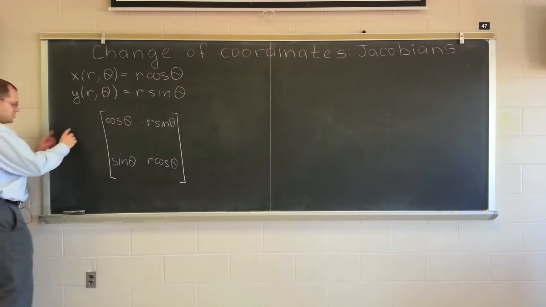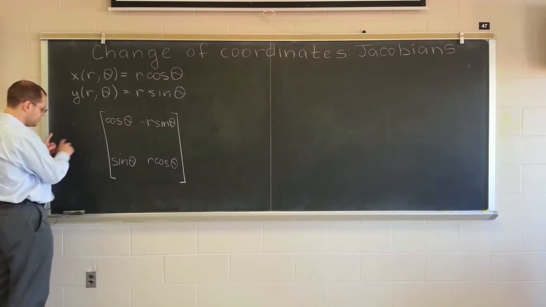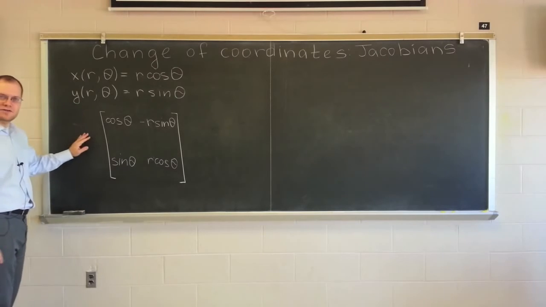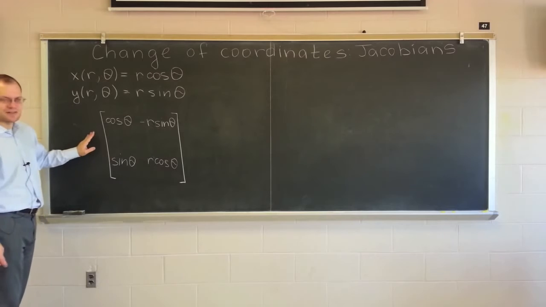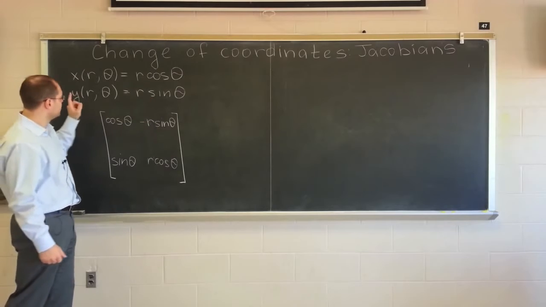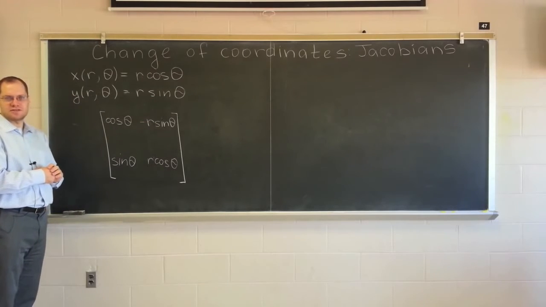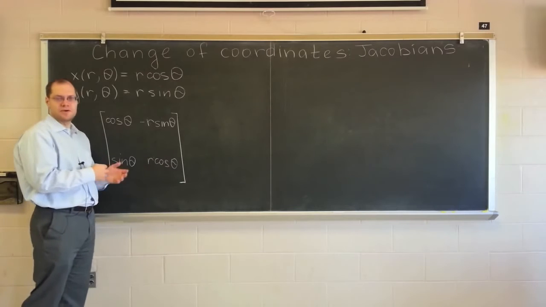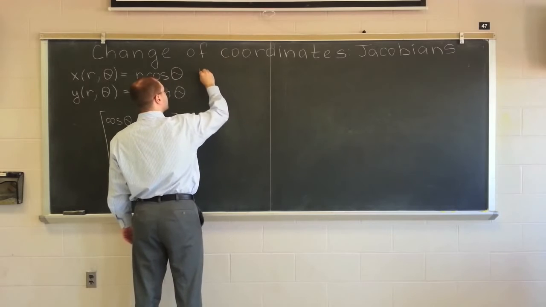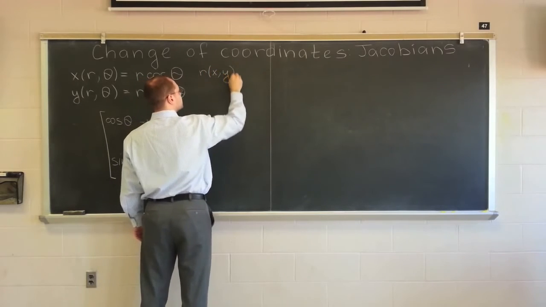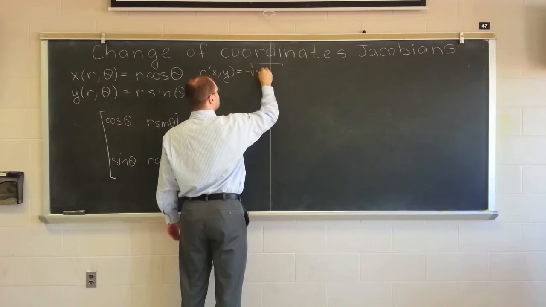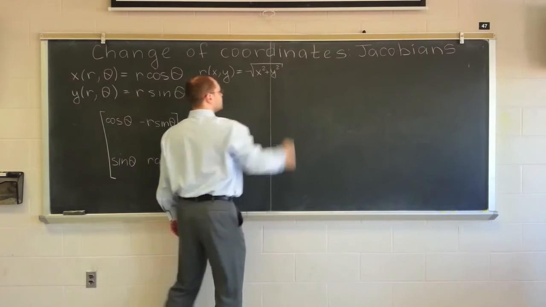This matrix is usually denoted by writing x and y in parentheses on top, divided by r and theta on the bottom. But we'll come up with better notation when we discuss the tensor notation. So let's not have any notation for this matrix. But here's the Jacobian for the polar to Cartesian coordinate transformation. Now let's also talk about the Jacobian for the inverse transformation from Cartesian to polar. So r of x and y equals square root of x squared plus y squared.